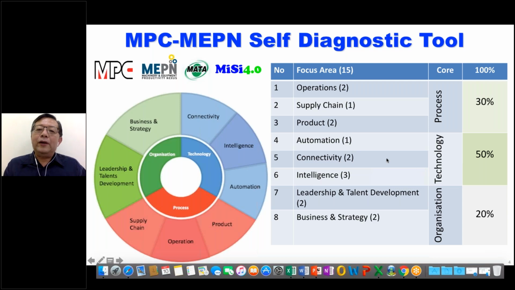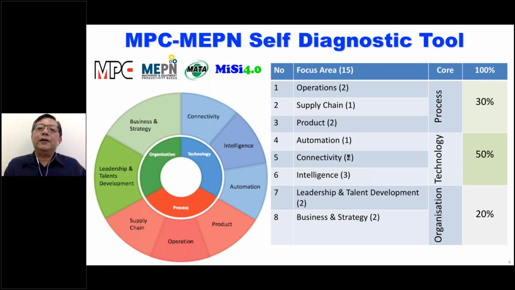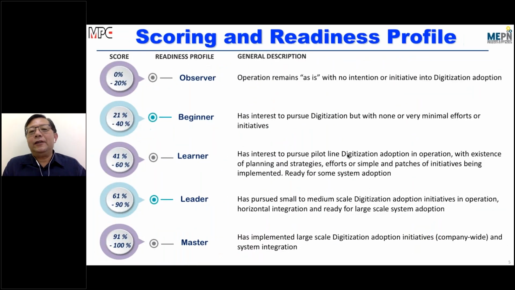So the next one I would like to share with you is how we categorize the scoring. For those who put in all the information in the self-diagnostic tool, the scoring that you will get may be from 20 to 40 points, or 21 to 40, and also 41 to 60, 61 to 90. You look at the category that we put in there, the readiness profile.